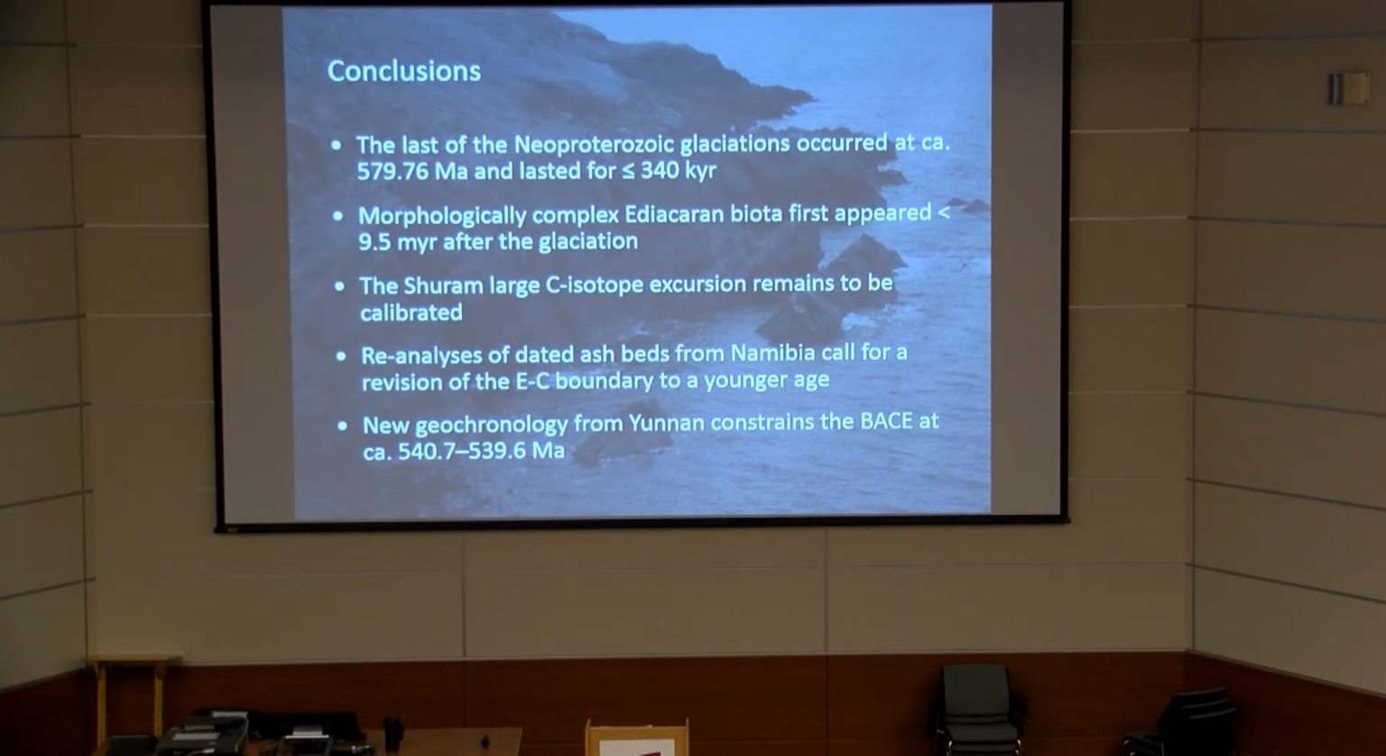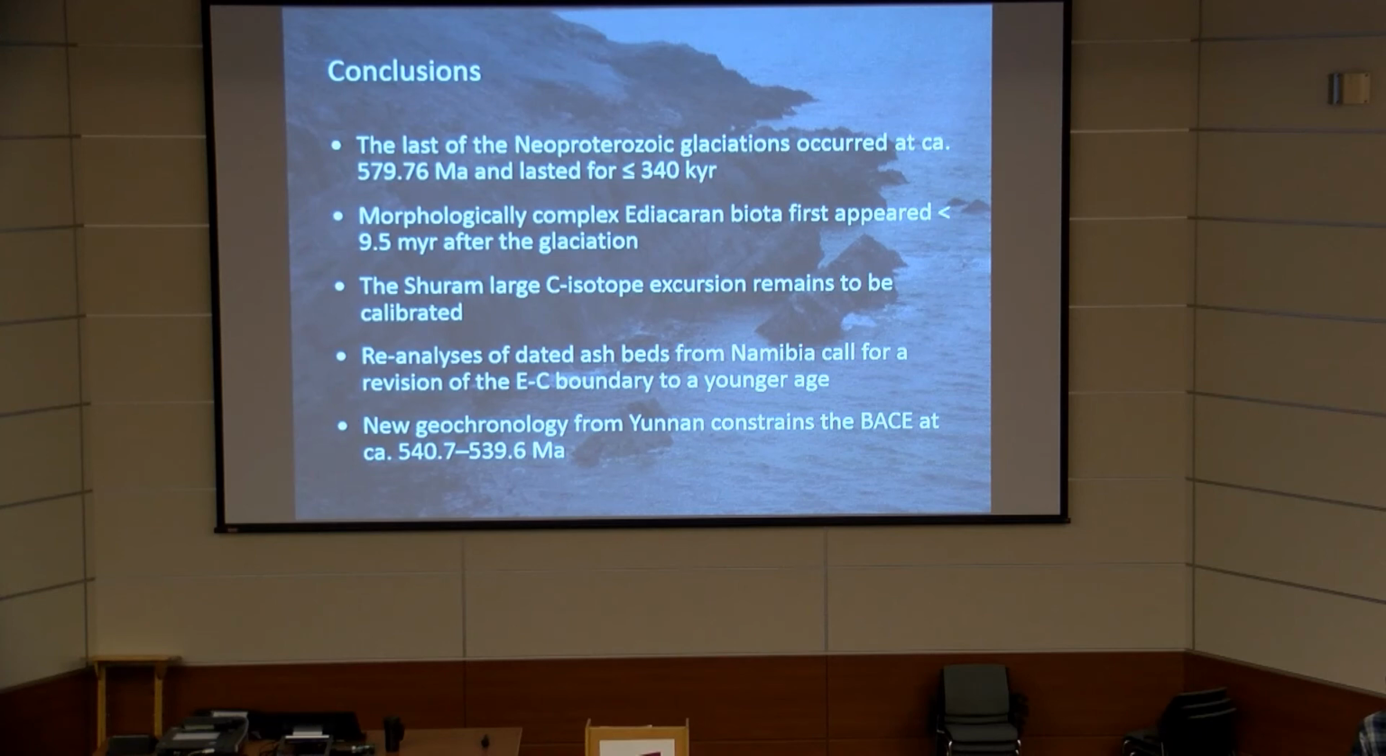So the conclusions: basically the last of the Neoproterozoic glaciations occurred a little before 580 Ma and lasted probably less than 340,000 years. So it was not a big glaciation. It probably had very little impact on the evolution of life. The Ediacaran biota started to show up about 9.5 million years after the glaciation, but again, that may not be the beginning of Ediacarans. That's the beginning of the record.